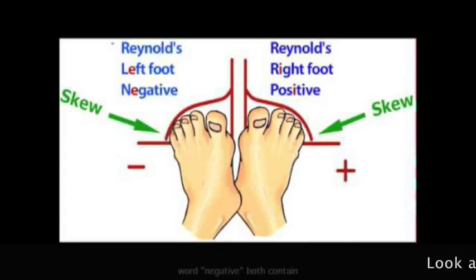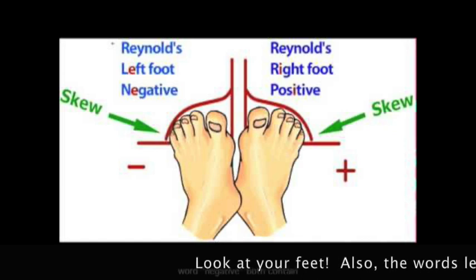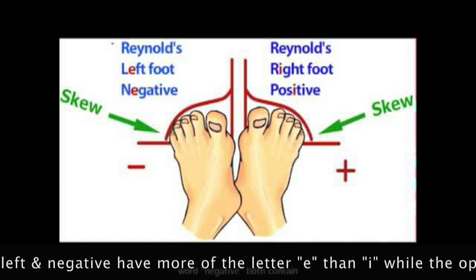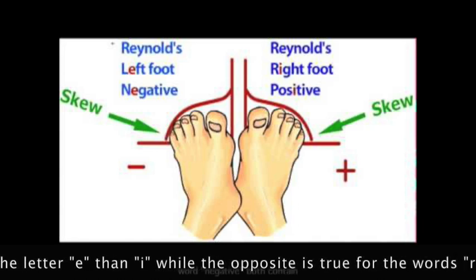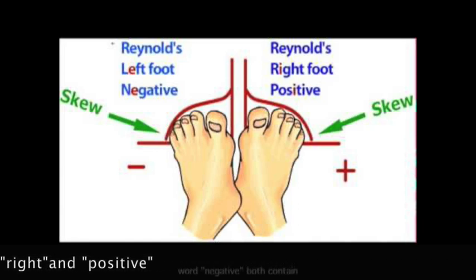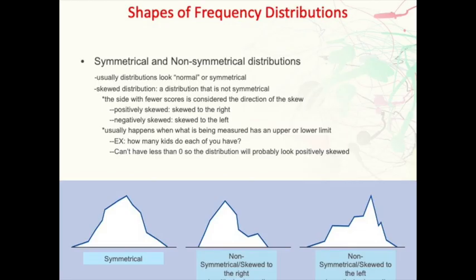That's bad. All right. Usually this happens when what we're measuring has an upper or lower limit. For example, how many kids do you have? You can't have fewer than 0 kids, so the distribution would probably look more positively skewed. But at any rate, the normal curve, the distribution that we use as a comparison in statistics, is symmetrical.